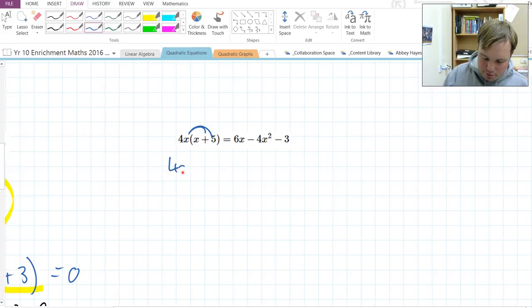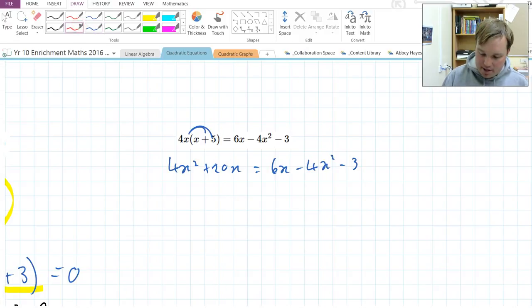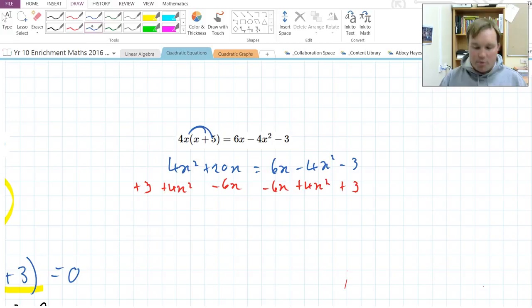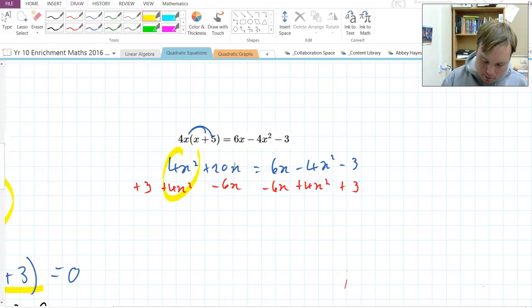Expand out. 4x squared plus 20x equals 6x, take 4x squared, minus 3. Chuck everything on the left-hand side. That means adding 4x squared, adding 3, and taking 6x from both sides. So we're going to add 4x squared, take 6x, and add 3. No particular order I'm doing it in, but I've approximately lined them up with their like terms, so we can see where we're going.